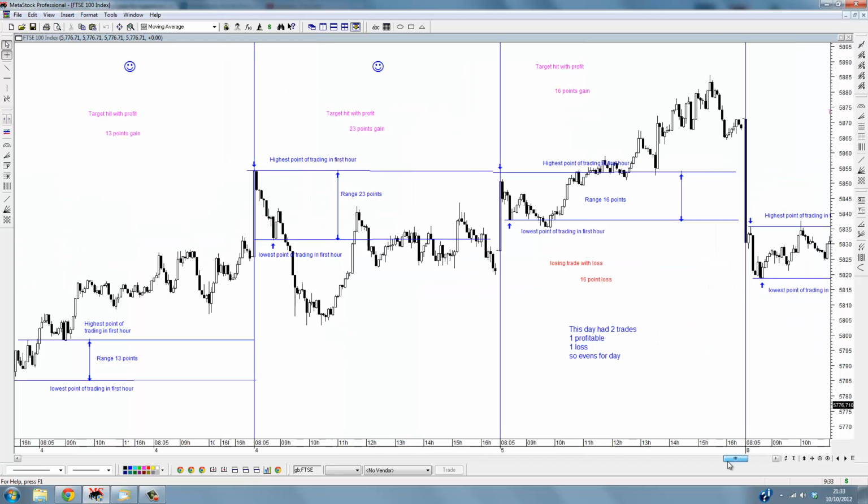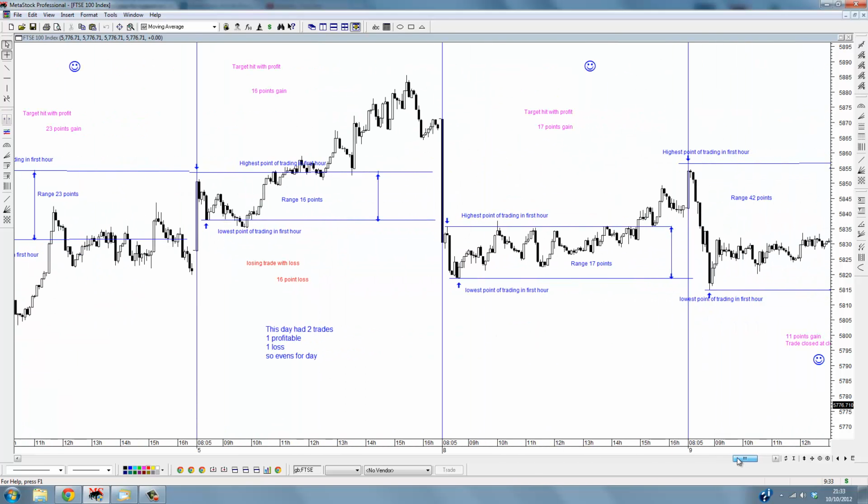Let's go back to the previous day. Again, you take the highest point and the lowest point in the first hour. The highest point was at 8:15. It went up to here. The lowest point was around about 8:40. Then you're waiting for the signal to go either long or short for the rest of the day, and the signal came at 10 o'clock. It broke out, got you in the trade, and your stop is below this point here.